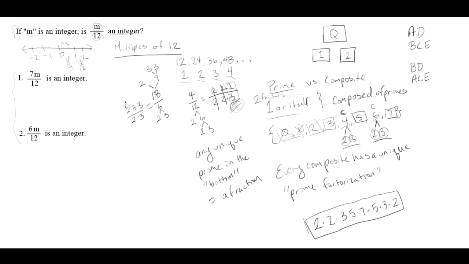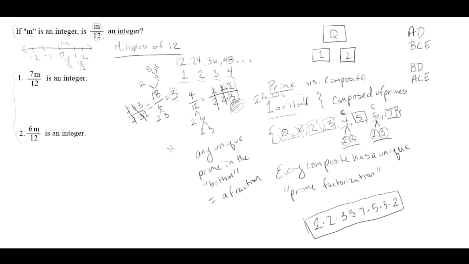What happens to the 2's? They cancel. What happens to the 3's? They cancel. What are we left with on the bottom? 1. So we have 3 over 1, or the whole number 3. So therefore, by using the prime factorization, we've proven that 18 over 6 is an integer. Specifically, that integer is 3.